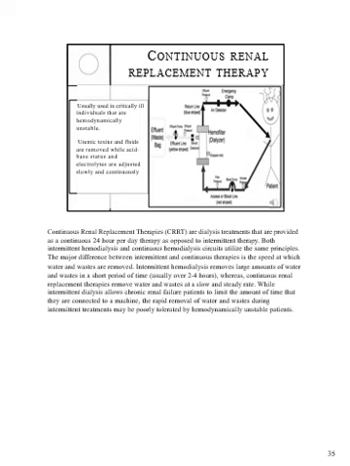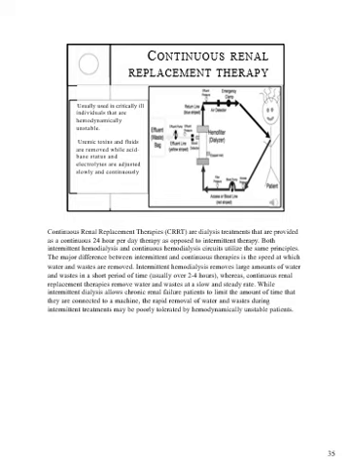Continuous renal replacement therapy, CRRT, refers to dialysis treatments that are provided as a continuous 24 hours per day therapy as opposed to intermittent therapy. Both intermittent hemodialysis and continuous hemodialysis circuits utilize the same principles. The major difference between intermittent and continuous therapies is the speed at which water and wastes are removed.